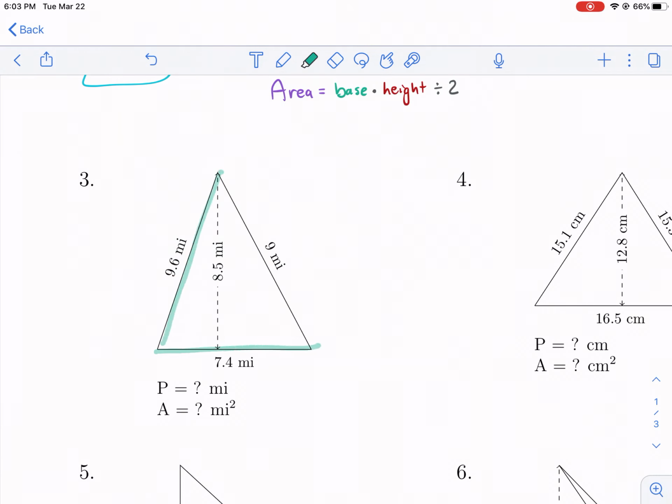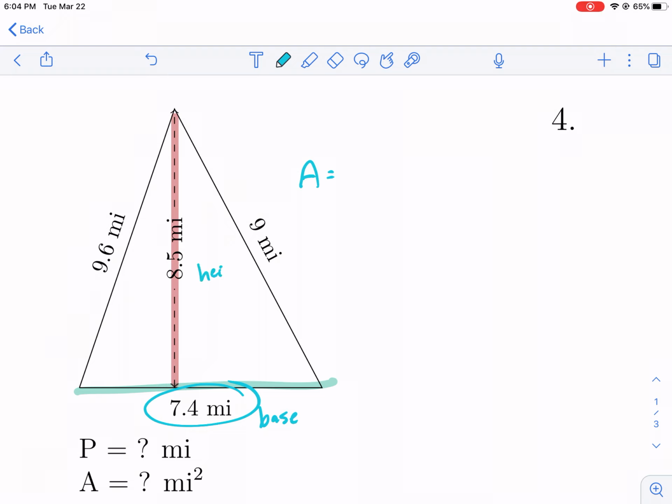They don't give us heights from these bases like that, okay? So if you were to turn your paper or turn the screen, they don't give us a height that's perpendicular. We need a height that's perpendicular, so our height is going to look something like that right there, okay? So that's our height, that's our base. Be very careful that you identify these correctly. So the 7.4 is our base. So our base is 7.4, and our height is this.